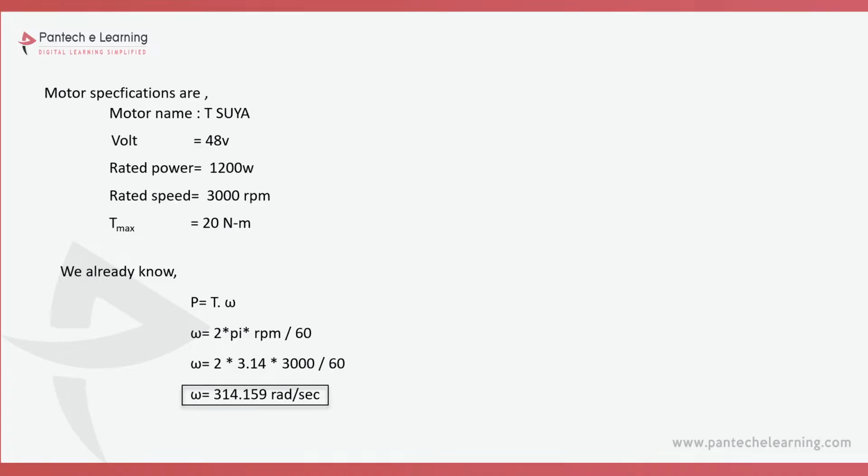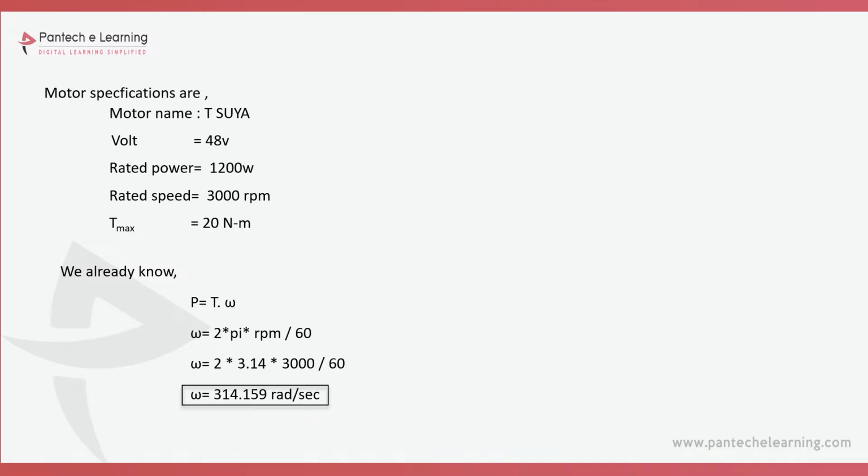Here for omega we have another formula. This formula is nothing but how much torque is delivered by the motor per second, because in total we have to deliver the total torque of 20 Newton meter. So omega equals 2 pi N divided by 60, where N is the RPM. 2 pi we know is 3.14, N is 3000 RPM, divided by 60. So we get 314.15 radian per second.